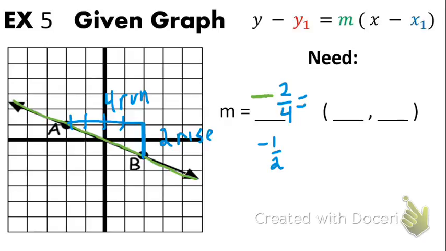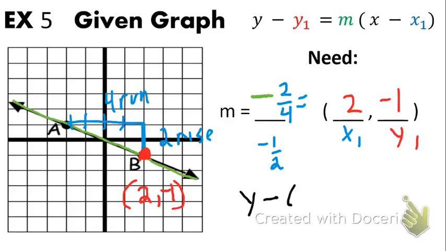The point, again, it does not matter which point you use. I'm going to use point B this time, as long as you pick a point. Point B is 2 comma negative 1. So that's the point I'm going to use. So my 2 is x1. My negative 1 is y1. So we're going to write y minus negative 1 equals negative 1/2 x minus 2.